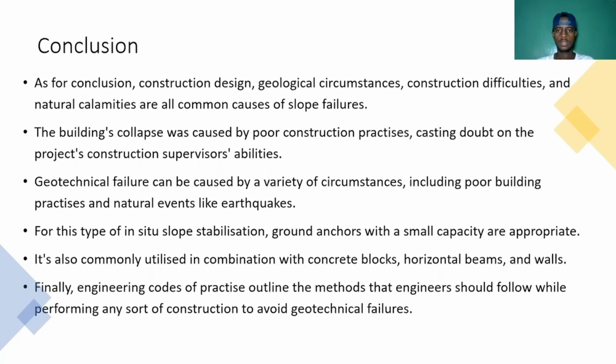In conclusion, construction design, geological circumstances, construction difficulties, and natural parameters are all common causes of slope failure. The building's collapse was caused by poor construction practice, casting doubt on the project construction supervisor's abilities. Geotechnical failure can be caused by a variety of circumstances, including poor building practice and natural differences like earthquakes. For this type of in-situ slope stability, anchors with a small capacity are appropriate. It's also commonly utilized in combination with concrete blocks, horizontal beams, and walls.